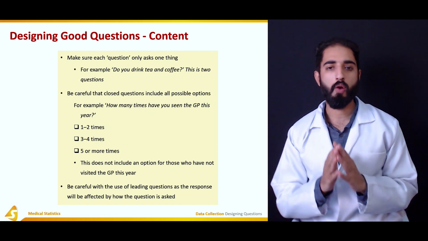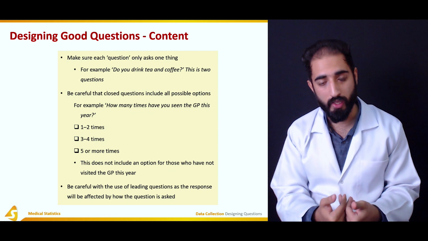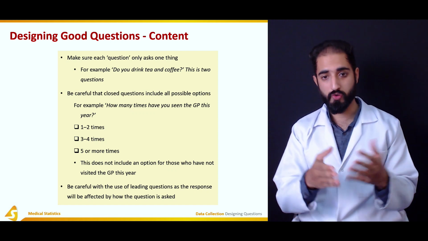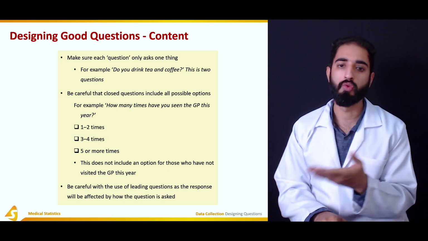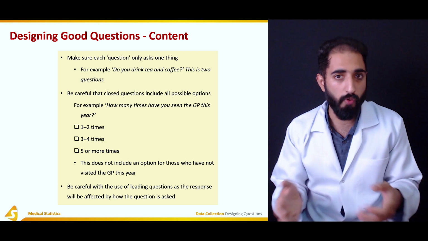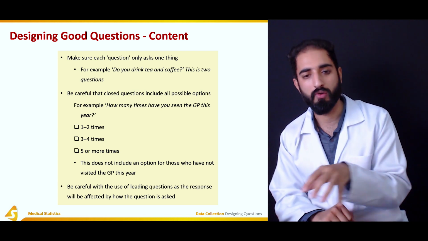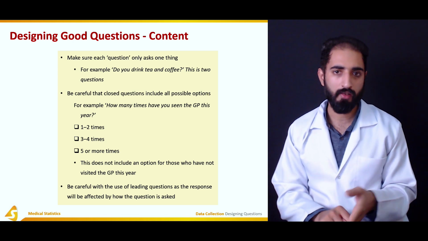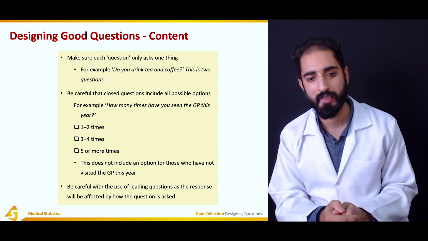The second thing is about content. Make sure each question only asks one thing. For example, do you drink tea and coffee? That is a very poor question because the person who drinks either tea, or coffee, or both, is going to say yes, but they are different categories. So you should ask, do you drink tea? Do you drink coffee? Keep these two questions separate.